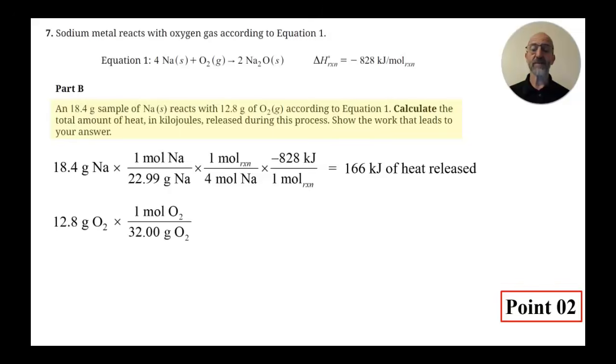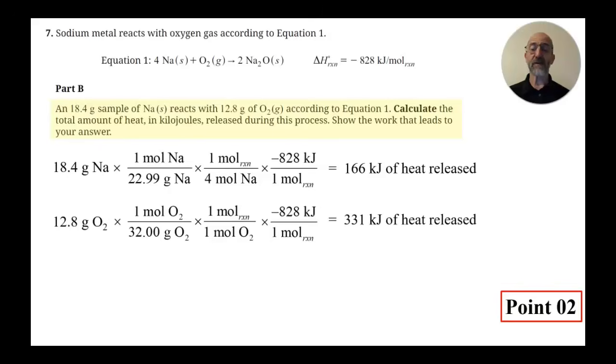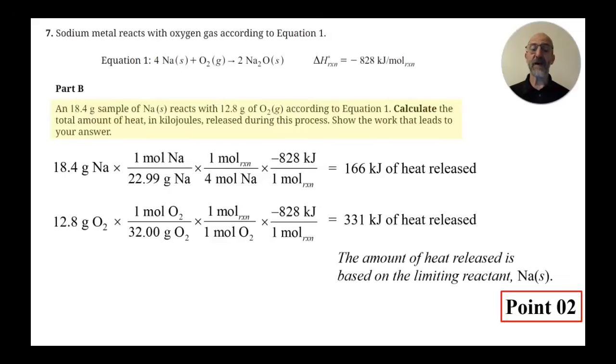So grams to moles. Now I have 1 mole of reaction for every 1 mole of oxygen from the balanced equation. And then again, 828 kilojoules of heat released for every 1 mole of reaction. And what I discover is I get a different number for kilojoules of heat released. So identifying the amount of heat released is point 3. Identifying which substance is the limiting reactant is point 2, in my opinion. So it turns out that sodium is the limiting reactant because it produces a smaller amount of heat from our stoichiometry calculations. So again, the identity of sodium as the limiting reactant is what I'm calling point 2.